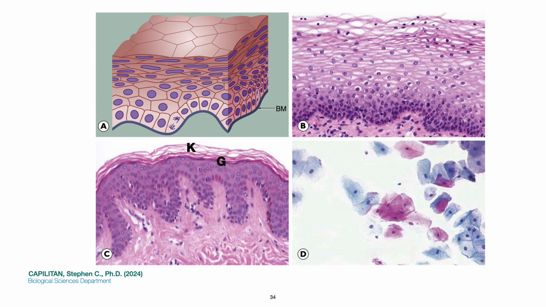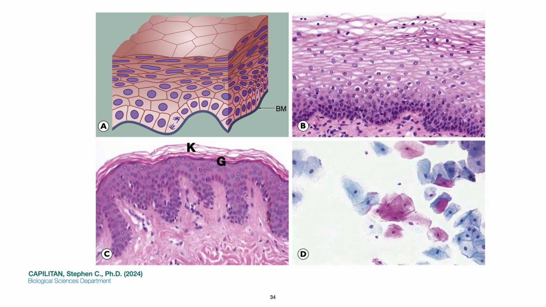This is a stratified squamous epithelium: letter A is the diagram, letter B is high power, letter C is medium power, and letter D is a Papanicolaou smear. The stratified squamous epithelium consists of a variable number of cell layers that exhibit maturation from a cuboidal basal layer to a flattened surface layer. The basal cells, which are adherent to the underlying basement membrane, include continuously dividing stem cells, their offspring migrating towards the surface, where they are ultimately shed as enucleate squames.